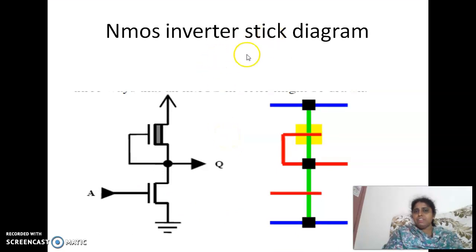So how do we have the NMOS inverter stick diagram? We know this is an NMOS inverter. A depletion MOSFET with gate and source connected together represents the pull-up, and this is an enhancement MOSFET in the pull-down. So how do we represent a depletion MOSFET with the stick diagram?